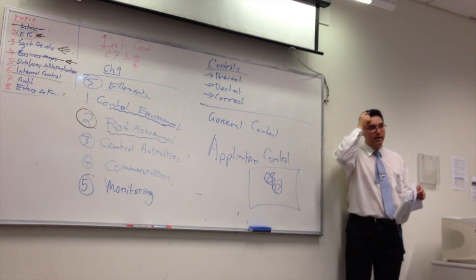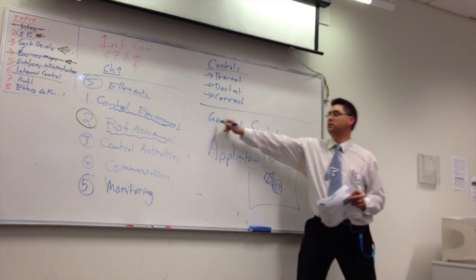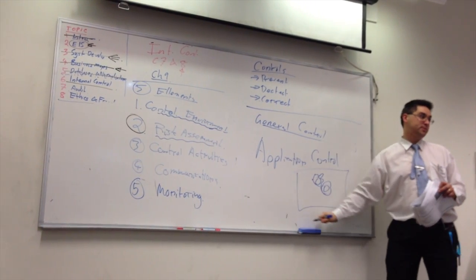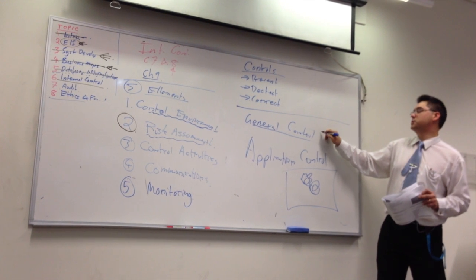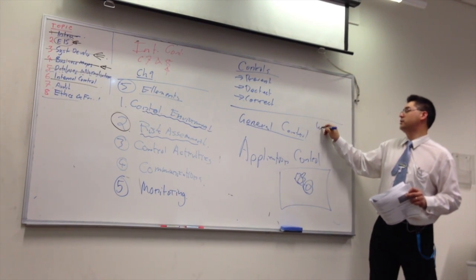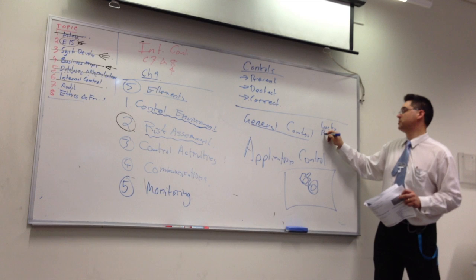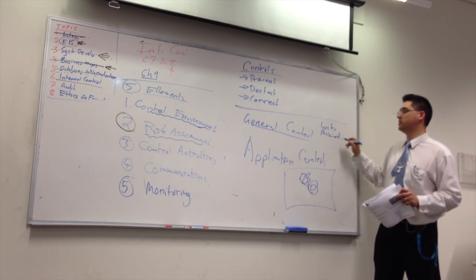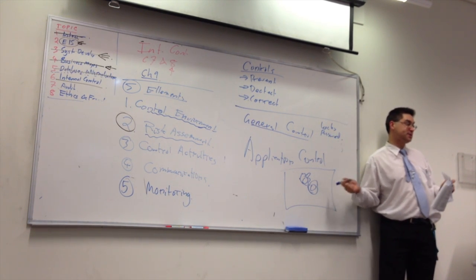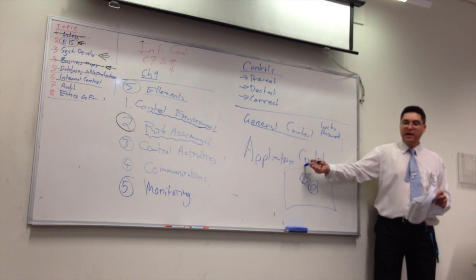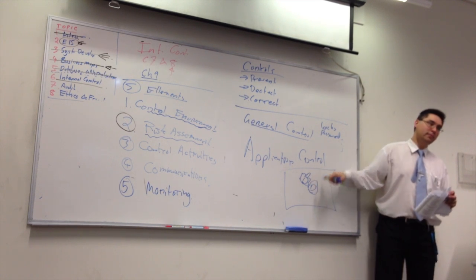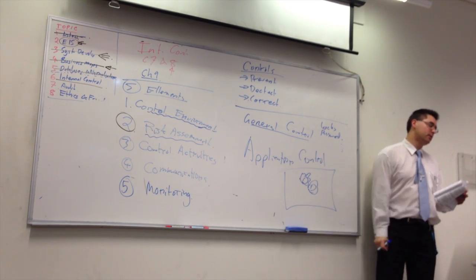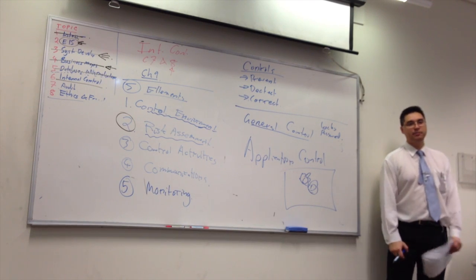What I'm trying to say here is that the general controls stop you getting in the first place. So this is a fence. General controls stop you. They're like locks, passwords, that sort of thing. Stops you from getting into the system. Application controls, that's the stuff inside of it, to make sure that the system's working okay internally. Things like drop-down boxes.